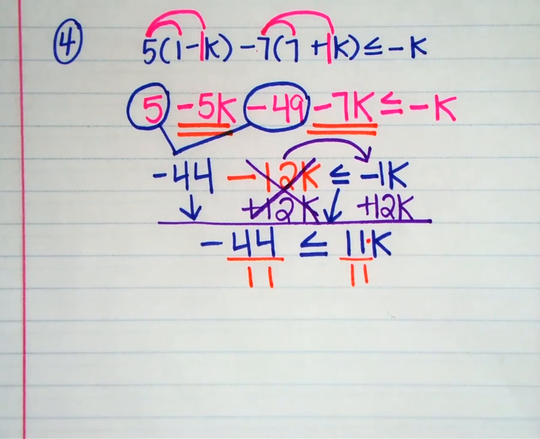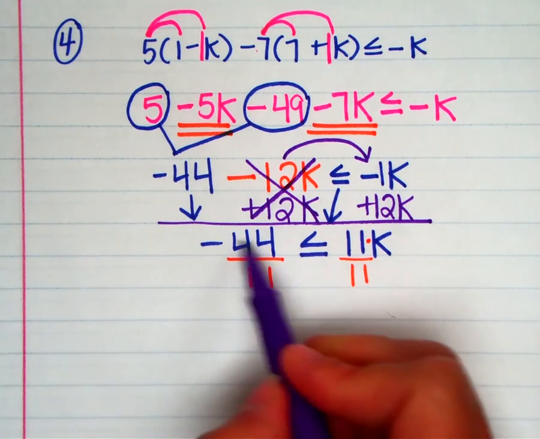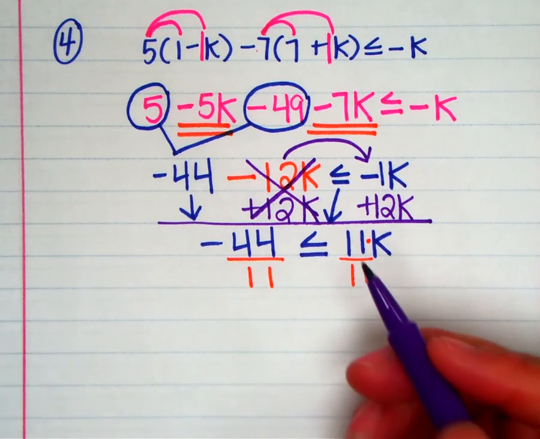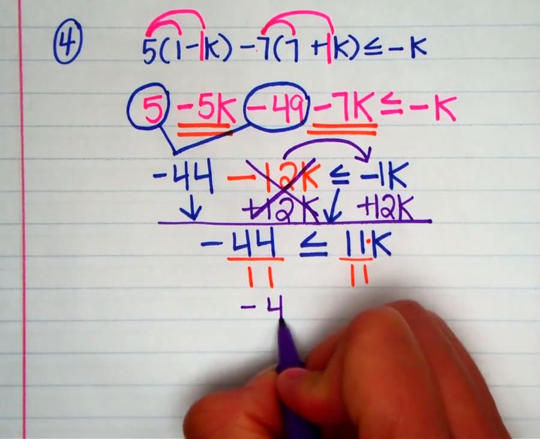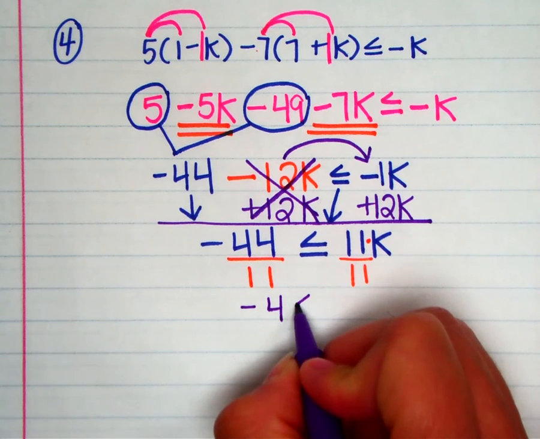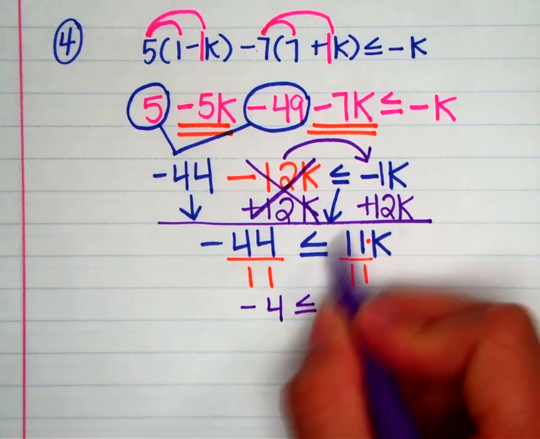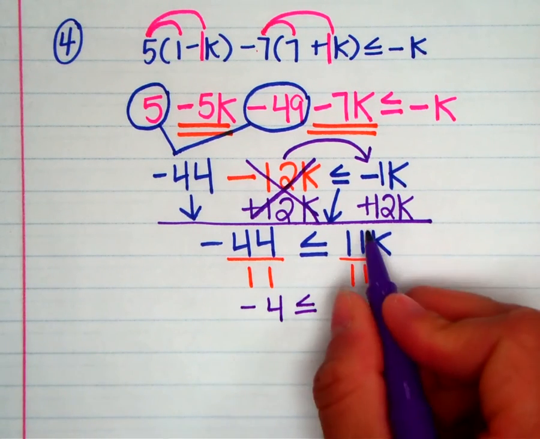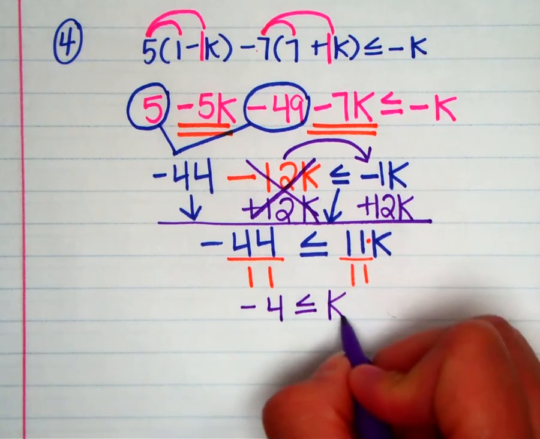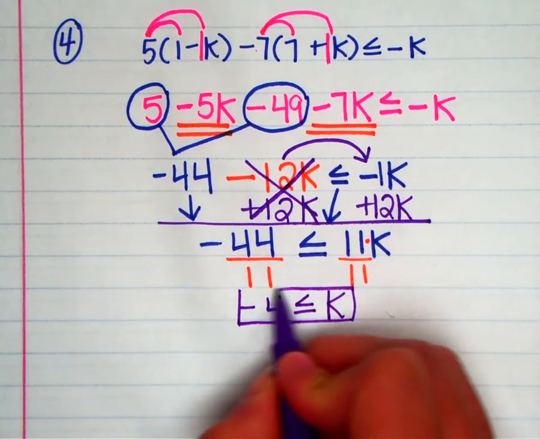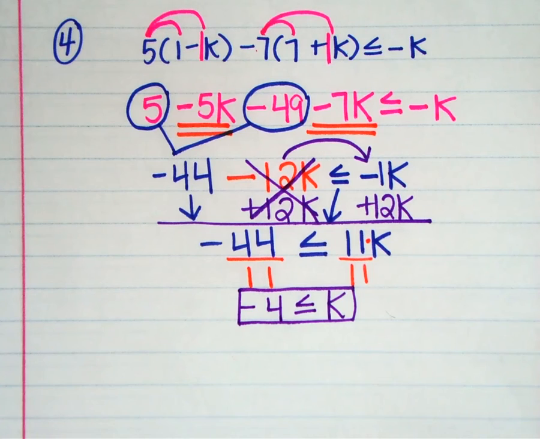So from here, I need to just simplify. Negative 44 divided by 11 is a negative 4. My symbol stays exactly the same because I didn't divide or multiply by a negative, and then 11 divided by 11 is k. This is my answer, but I need to rewrite this so that I can have my variable on the left and I can graph this correctly.